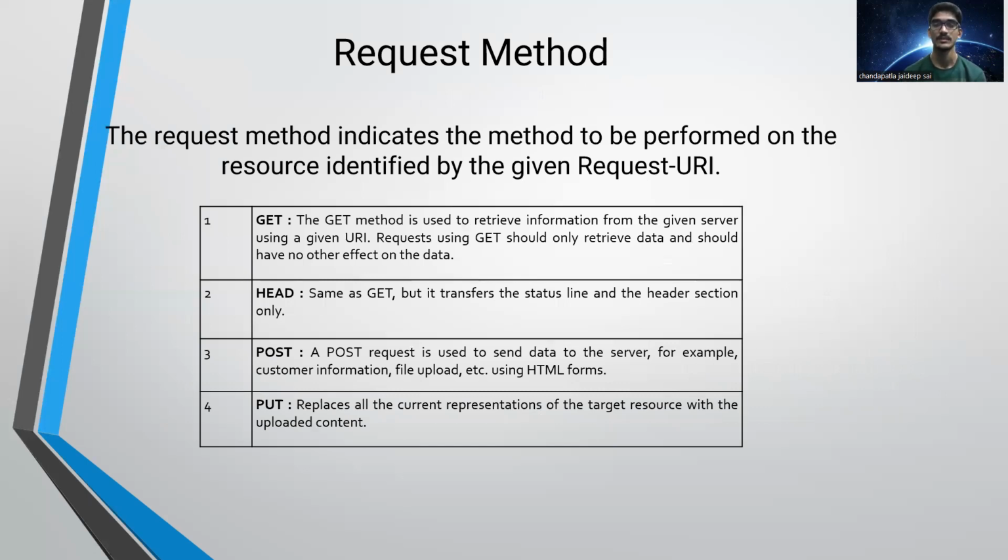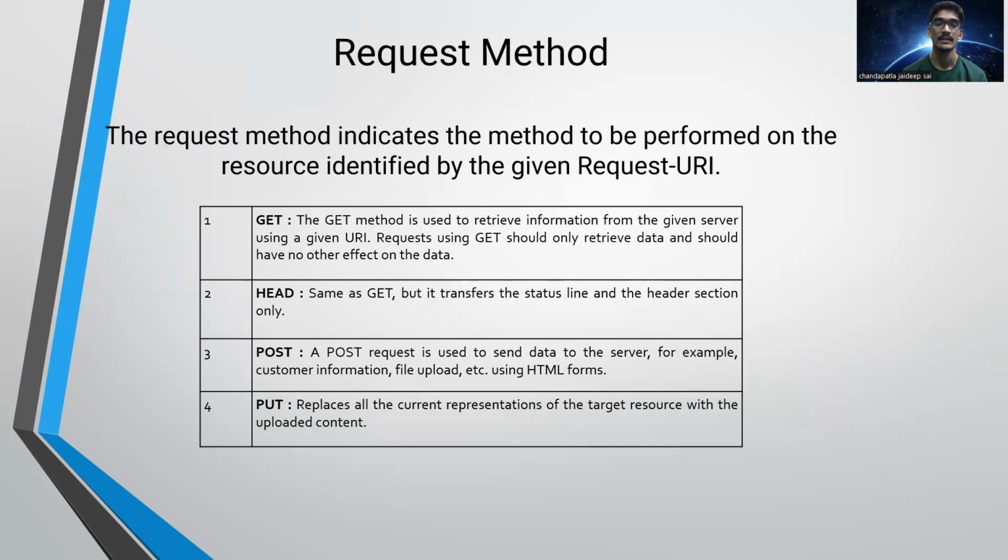We have seen the header fields. Now we are looking at the request method. There are many types of request methods. The request method indicates the method to perform on the resource identified by the request URI.